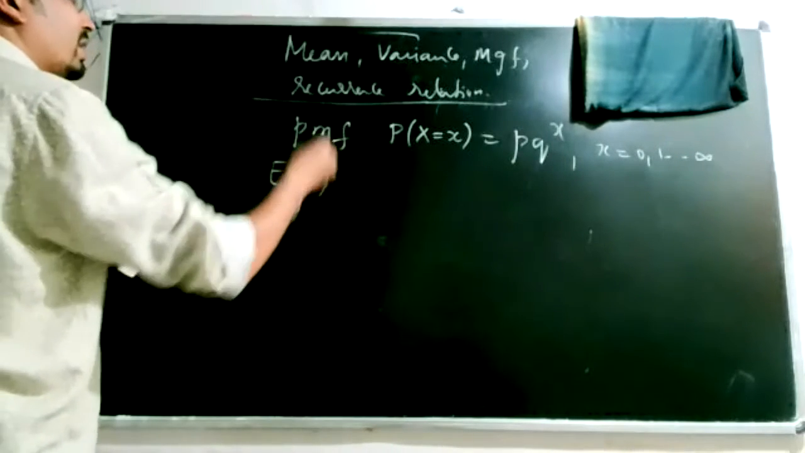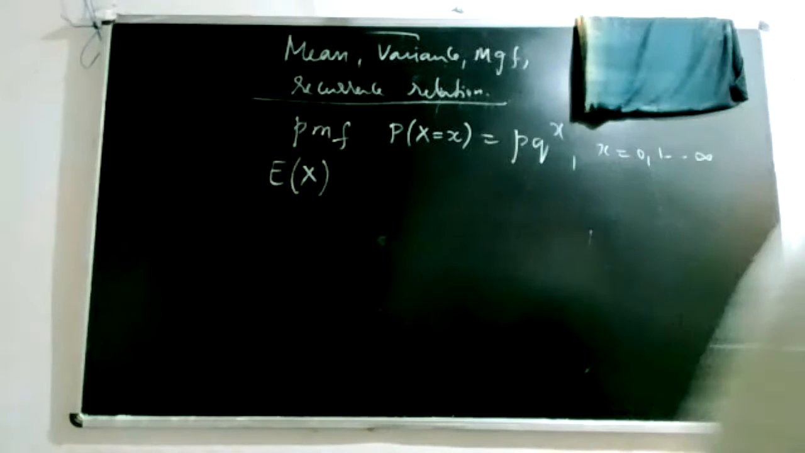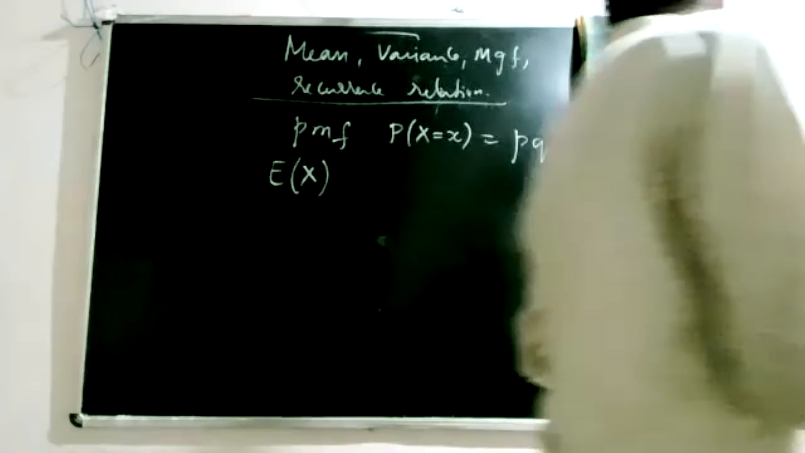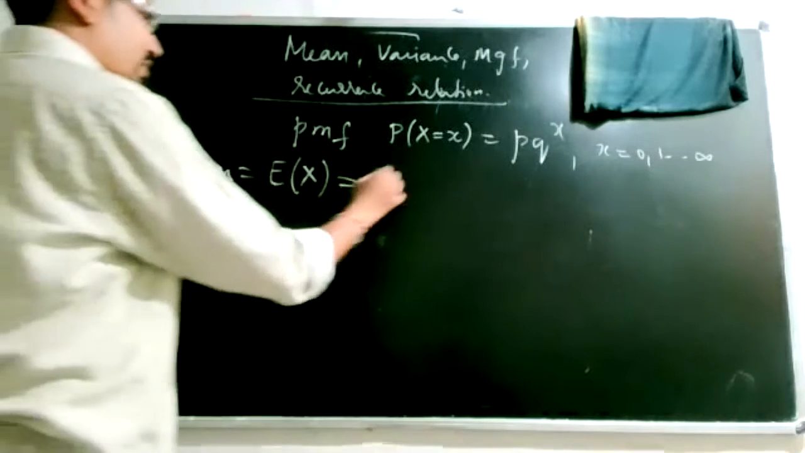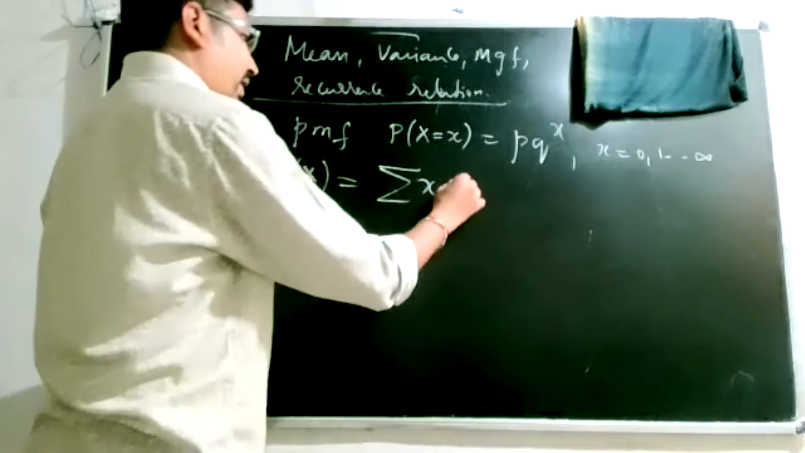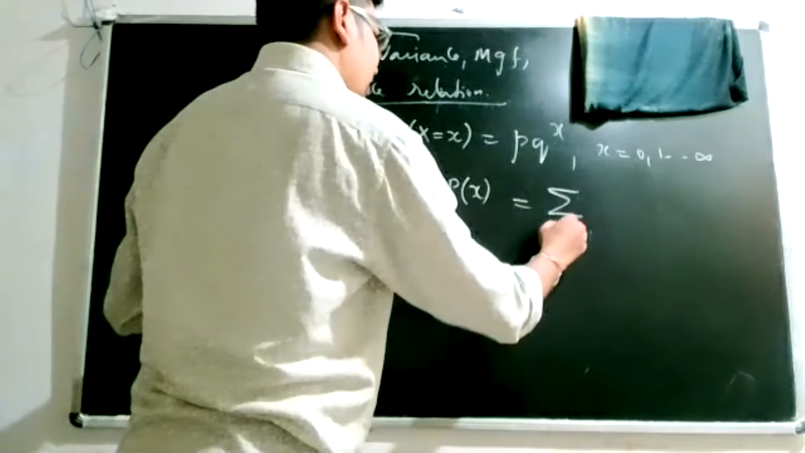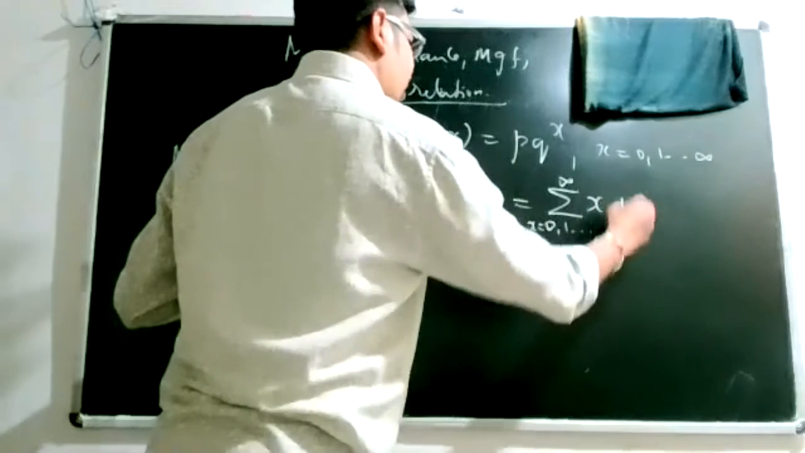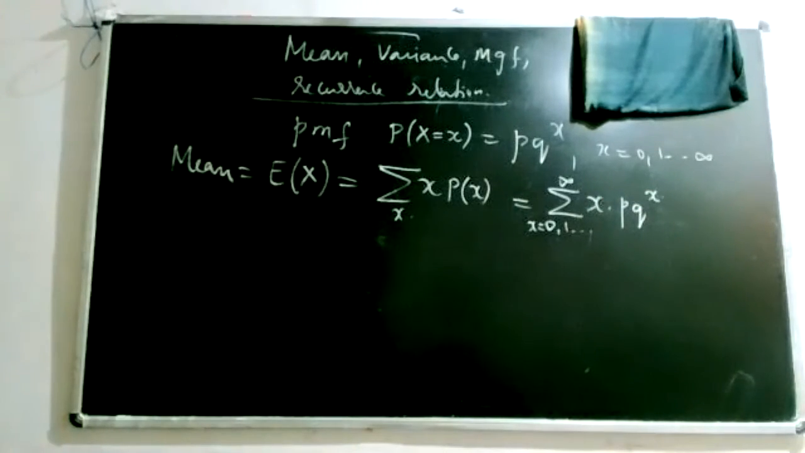Now the mean is the expectation of x, which is defined as the summation of x into p(x) over all possible values. Here the possible values are 0, 1 to infinity, x into p q power x.